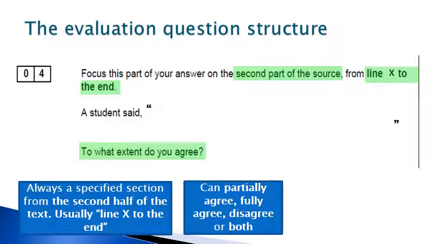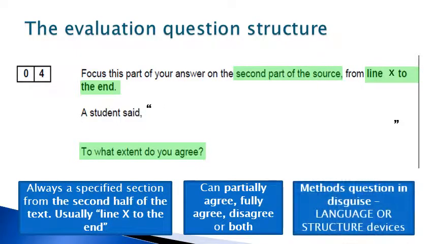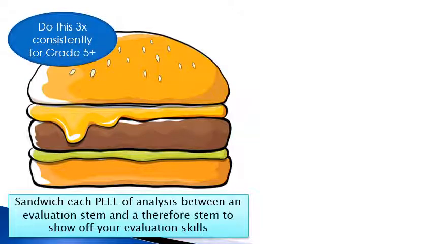You can partially agree, fully agree, disagree or both. And it's a methods question in disguise. So you want to identify devices, language or structure in the quotations that you select to support your conclusions. I always like to think of this as like a burger or a sandwich. Effectively, your normal peel, where you're analysing a language or structure device, is the juicy middle part.